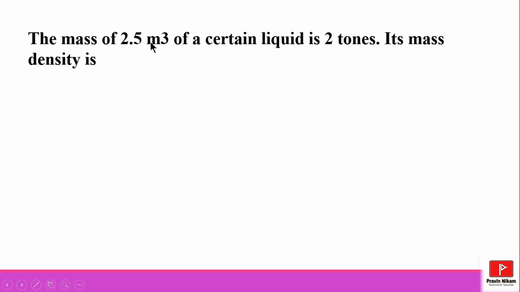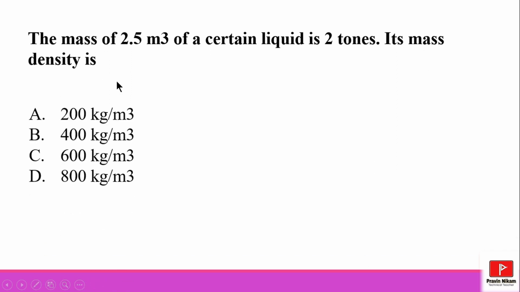The mass of 2.5 meter cube of a certain liquid is 2 tons. Its mass density is? Now here volume is given and mass is given. So volume is 2.5 meter cube and the mass is 2 tons.